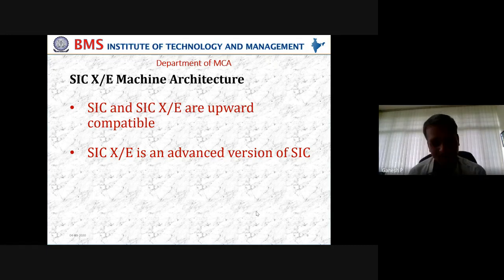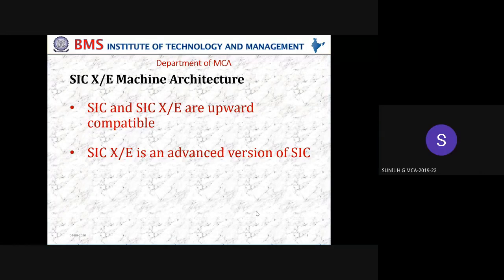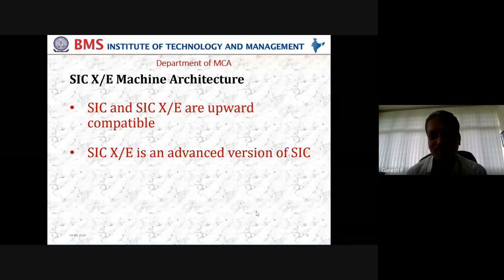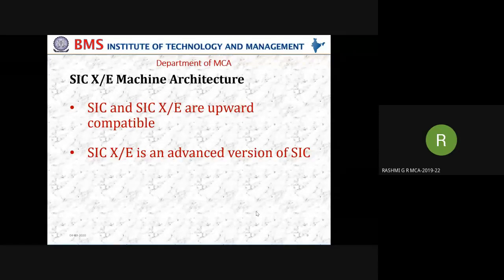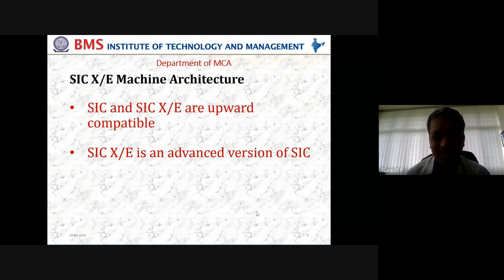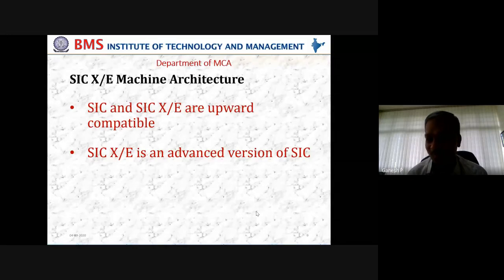Let me take Java. You all know Java, no? Take some language, for example, Java 1.0, Java 2.0, Java 3.0, let us say. When I say Java 1.0, Java 2.0, what change do you see from a programmer perspective? Extra features can be added. Yeah, you agree, no? Similar to that, SIC XE is an advanced version, more features are there. You all agree with that now?